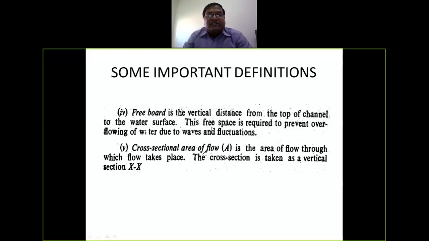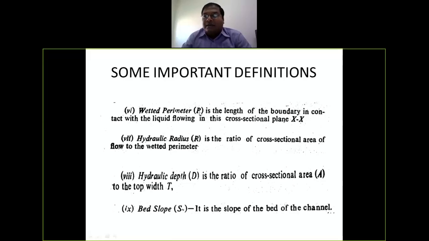The next one is cross sectional area of the flow, A, which is the area of flow through which flow takes place. The cross section is taken as a vertical section. It's very simple. Then wetted perimeter, which we generally denote by P. It is the length of the boundary in contact with the liquid flowing in the cross section plane.